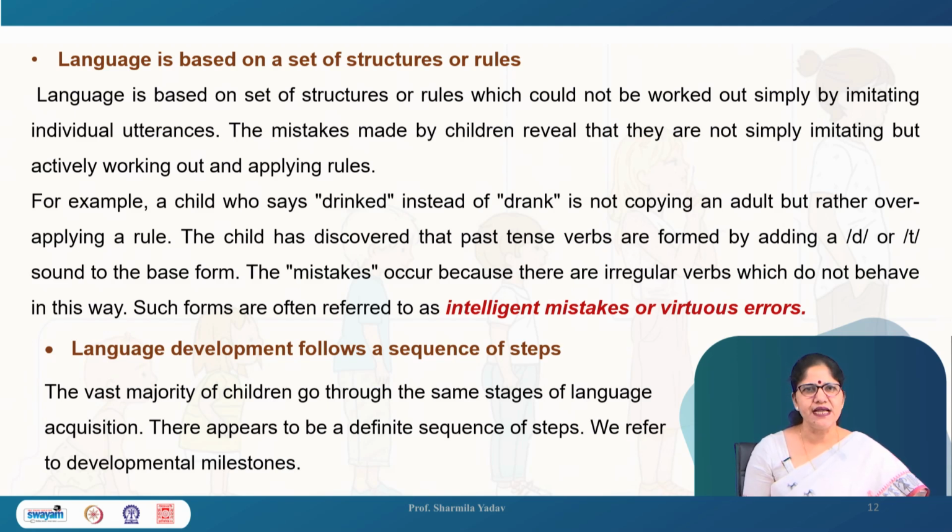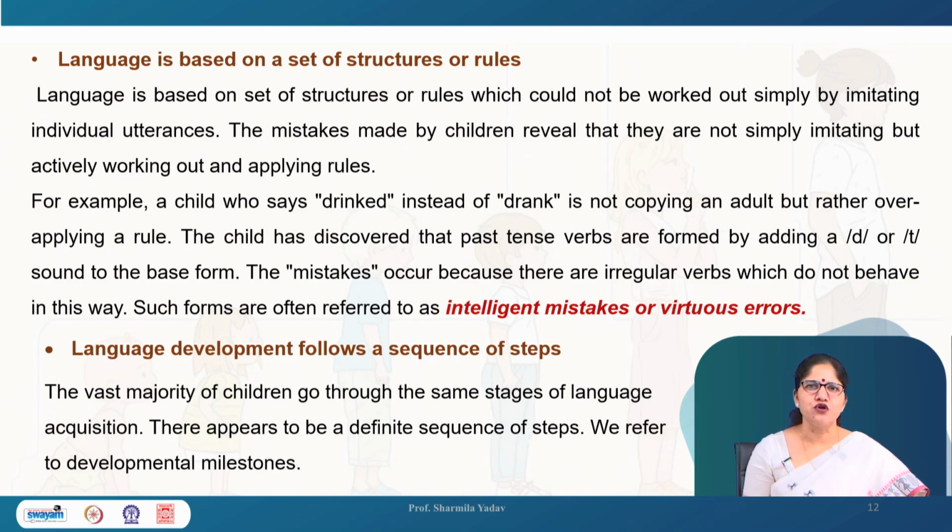For example, a child who says "drinked" instead of "drank" is not copying an adult, but rather over-applying a rule. The child has discovered that past tense verbs are formed by applying D or T sounds to the base form of the verb. The mistakes occur because there are irregular verbs which do not behave in the same way. The child is not merely imitating, but over-applying the rules and thinking by himself or herself, and the errors are known as intelligent mistakes or virtuous errors. So this is the first limitation, where it is not just imitation.